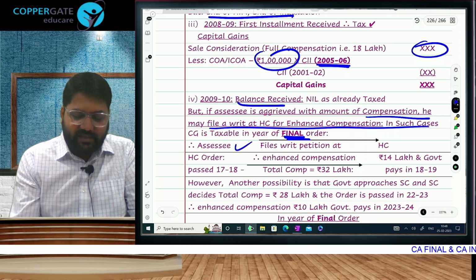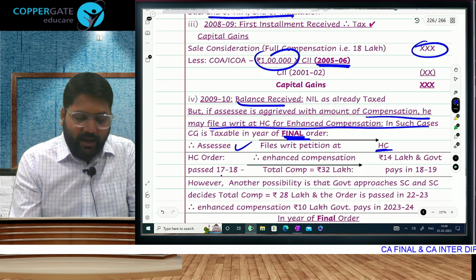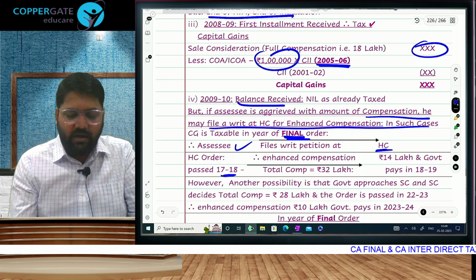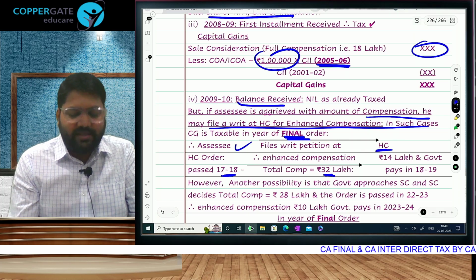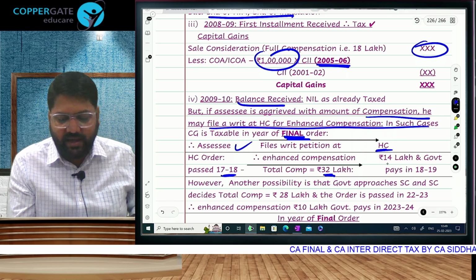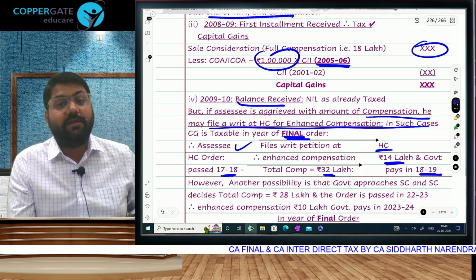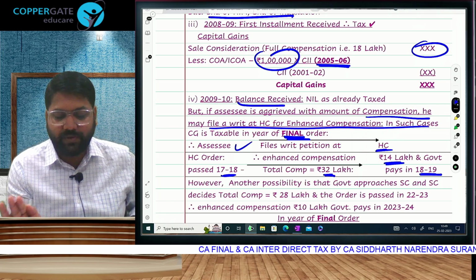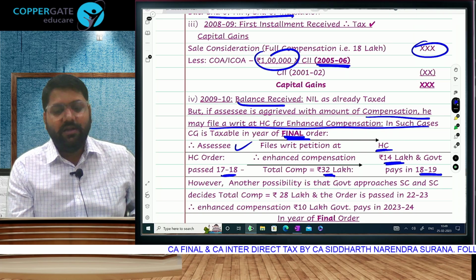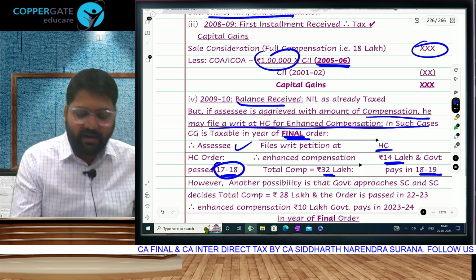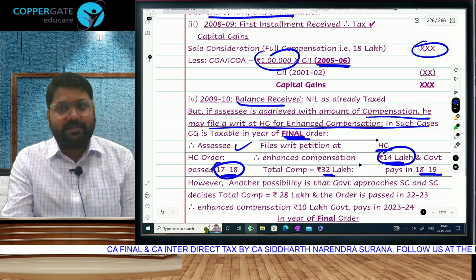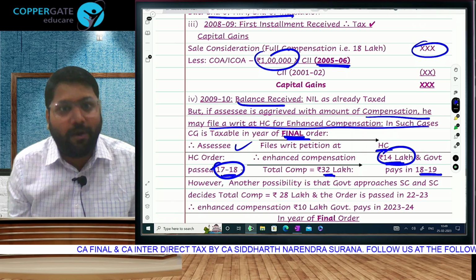So, let us assume the assessee files a writ petition at High Court. High Court passes an order in the year 17-18 to give enhanced compensation. Total is 32, 18 was already given earlier. So, extra is, can I say, 14, and the government pays this 14 in 18-19. This is a case where the government is not going to Supreme Court, which means the High Court order is the final order. Then in the year 17-18, this 14 lakh will be taxable, the extra, because on 18 you have already paid tax.